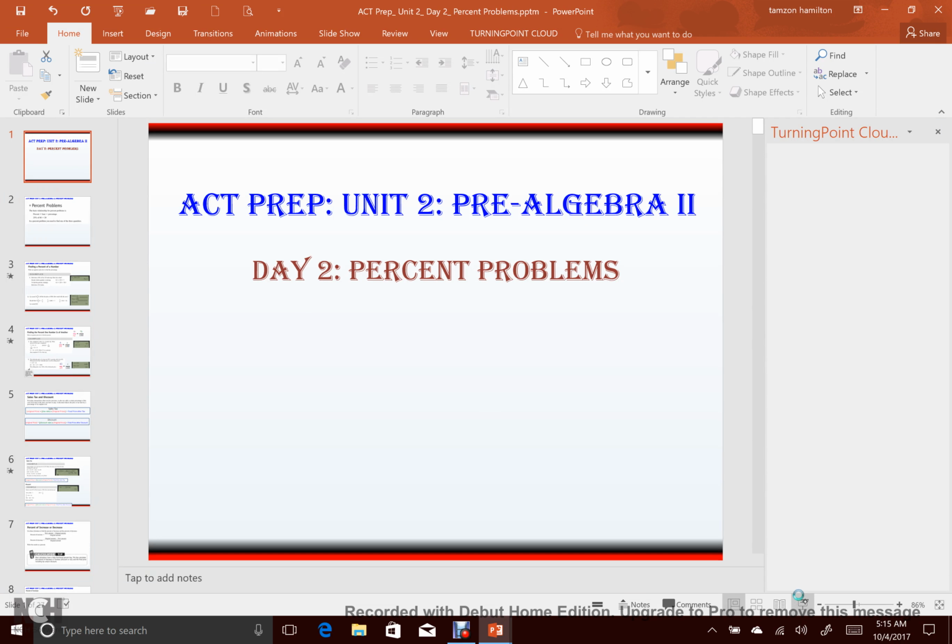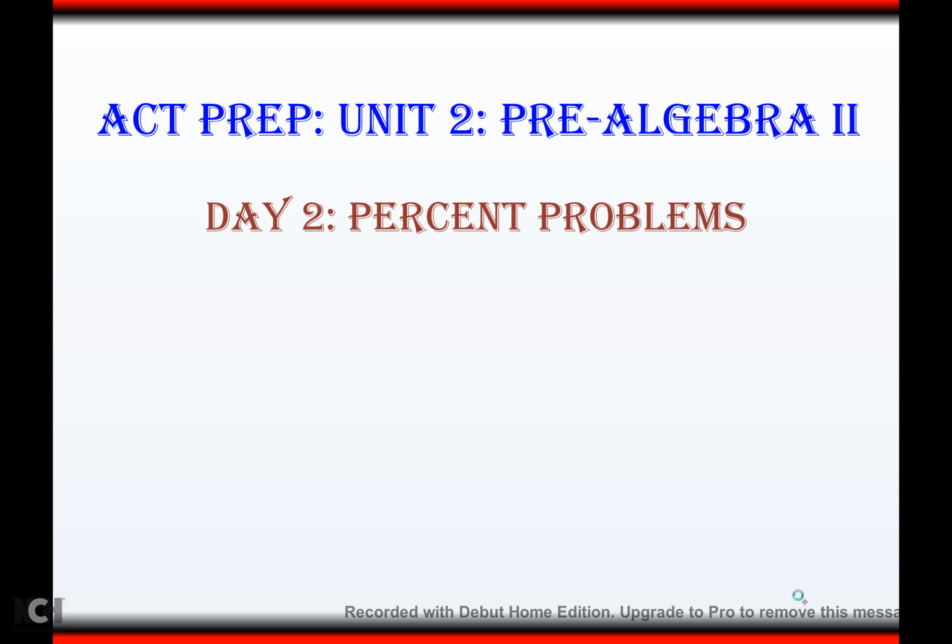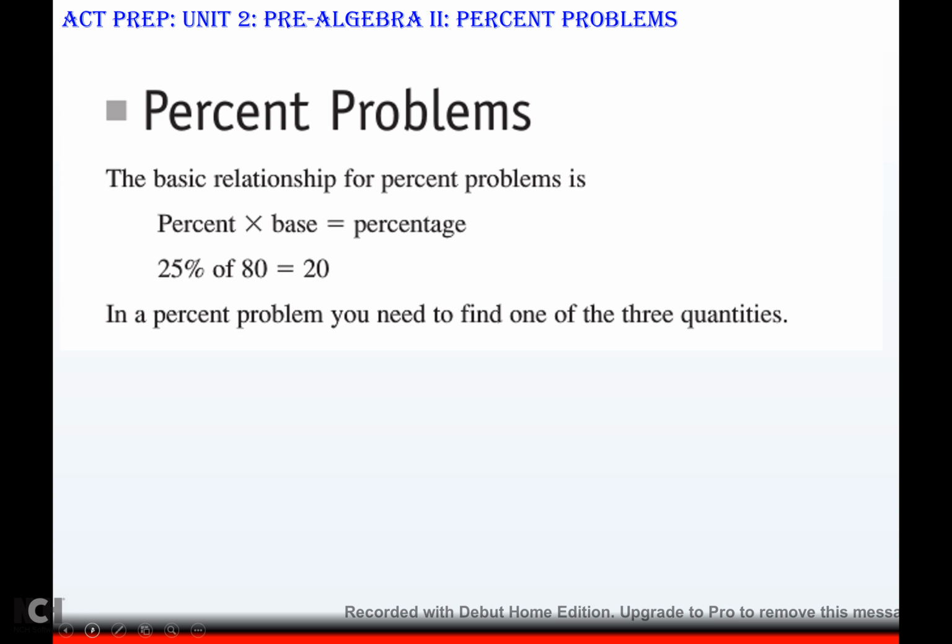All right, today we are on day 2 of ACT Prep Unit 2, Pre-Algebra 2 topics, and we're going to talk about percent problems today. For percent problems, the basic relationship is percent times the base equals the percentage. So if you do 25% of 80, you take 0.25 times 80 and you get 20. In a percent problem, you need to find one of the three quantities.